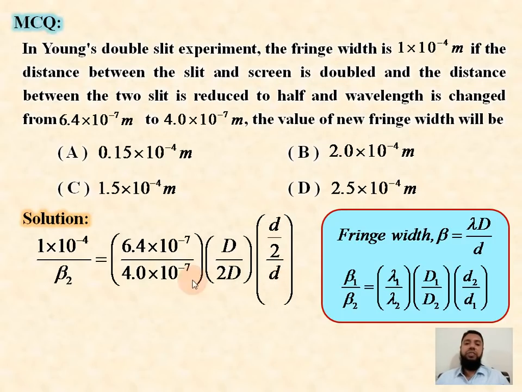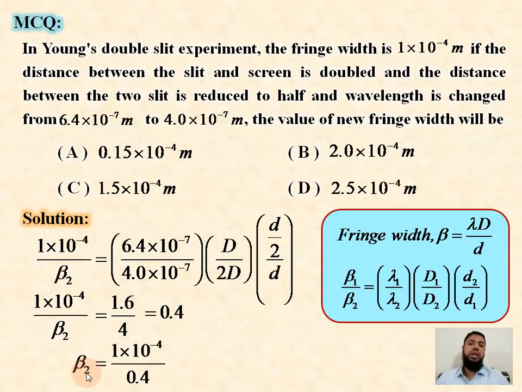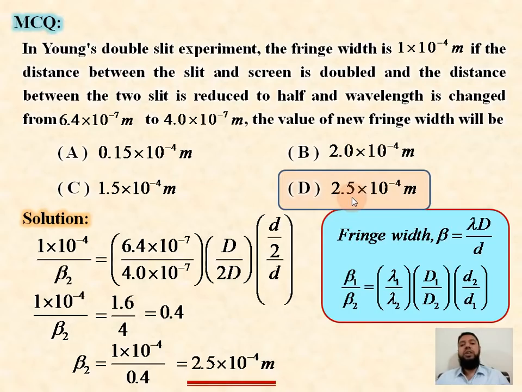Then on simplifying this relation, 1 into 10 power minus 4 by beta 2 equals 1.6 by 4 ಆಯಿತು. Now ಕ್ರಾಸ್ ಮಲ್ಟಿಪ್ಲೈ ಇದನ್ನ ಸಿಂಪ್ಲಿಫೈ ಮಾಡ್ಕೊಳ್ಳಿ. ಸಿಂಪ್ಲಿಫೈ ಮಾಡಿದಾಗ 0.4 ಬಂತು. ಕ್ರಾಸ್ ಮಲ್ಟಿಪ್ಲೈ ಮಾಡಿ ರಿಅರೇಂಜ್ ಮಾಡಿದಾಗ beta 2 equals 1 into 10 power minus 4 divided by 0.4. On simplification 2.5 into 10 power minus 4 meter. Hence the correct option is option D 2.5 into 10 power minus 4 meter.